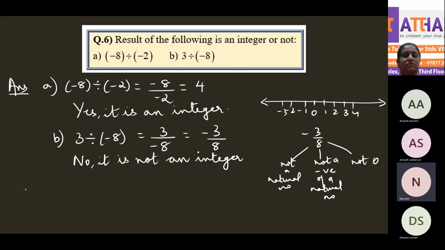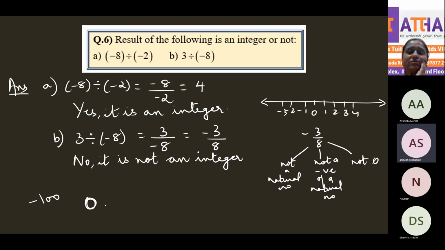Yes, ma'am. Now is minus 100 an integer? Yes, ma'am. Why? Because it is the negative of the natural number 100. Is 0 an integer? Yes, ma'am. It is an integer, but it's not positive nor negative. Is 5 an integer? Yes, ma'am.